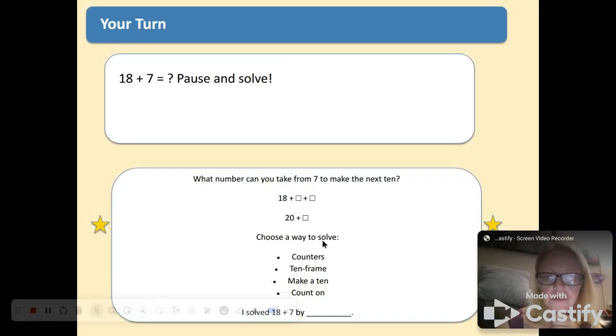So how did we solve this? Show me who used counters? Who just counted it? Okay. Who used a 10 frame? Good job. Who used make a 10? All right, a lot of people. And who counted on? Okay, good job. Okay, so let's go ahead and turn and talk, and we can have the sentence starter down here. I solved 18 plus 7 by how? So talk to your partner.